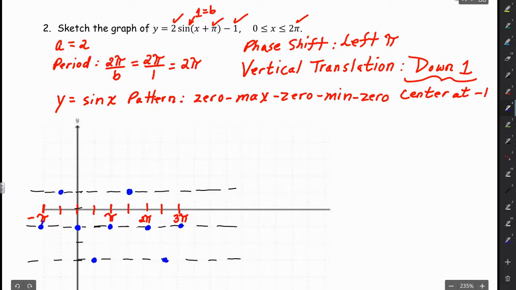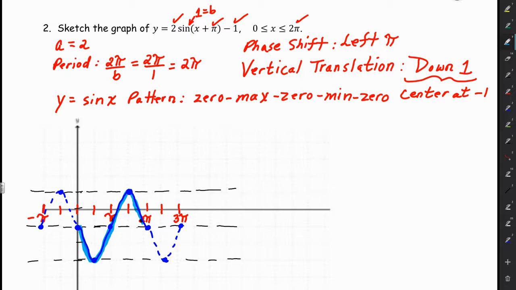I'm going to use dashed lines before 0, and I'm going to use dashed lines after 2 pi. And if you want, you can even highlight it to make it really stand out, because we're only being asked to sketch out from 0 to 2 pi. Just going to make that a little bolder. All right, and that's it for number 2.